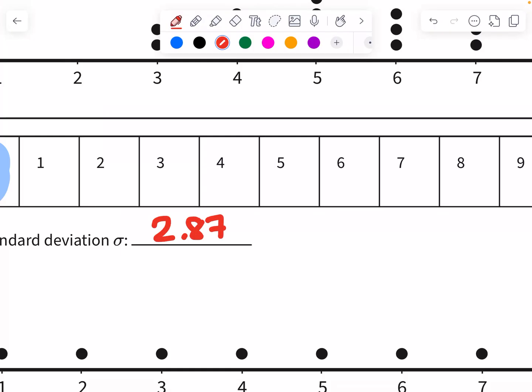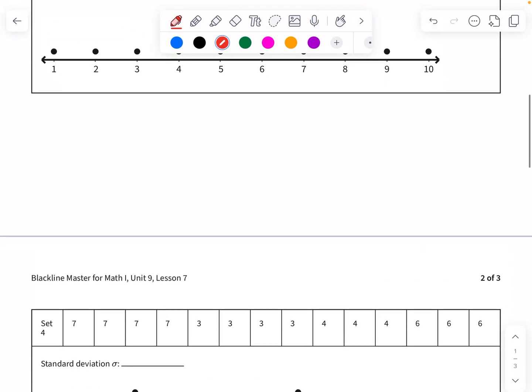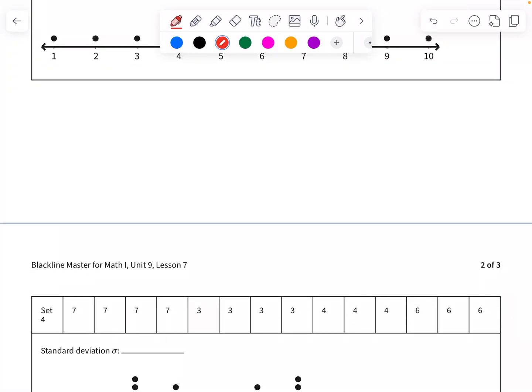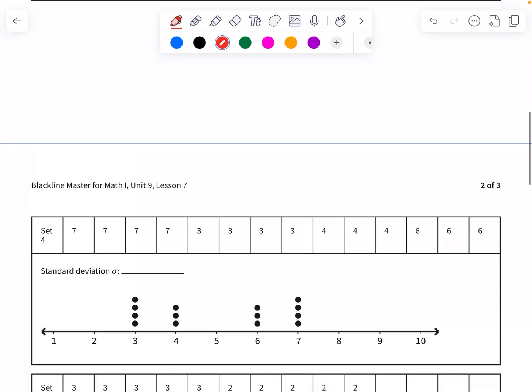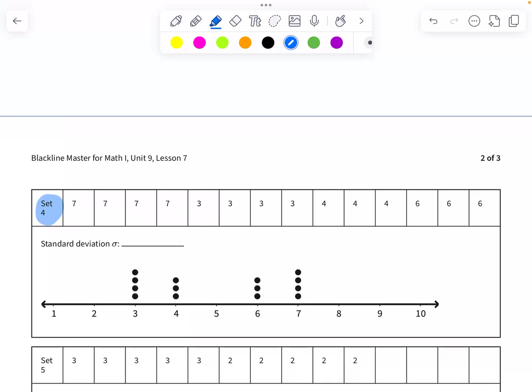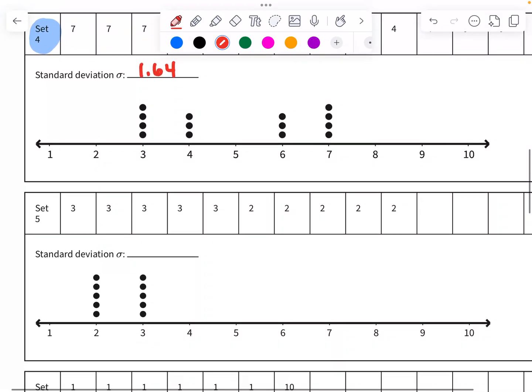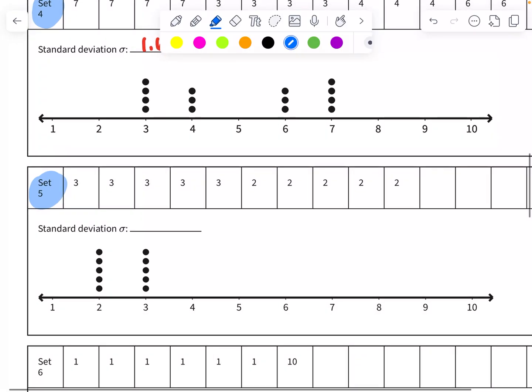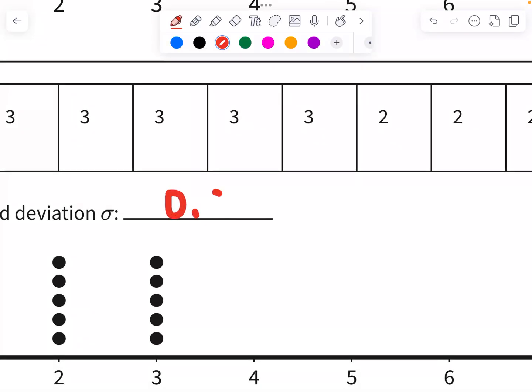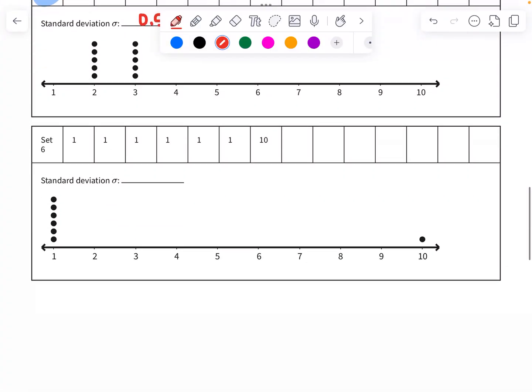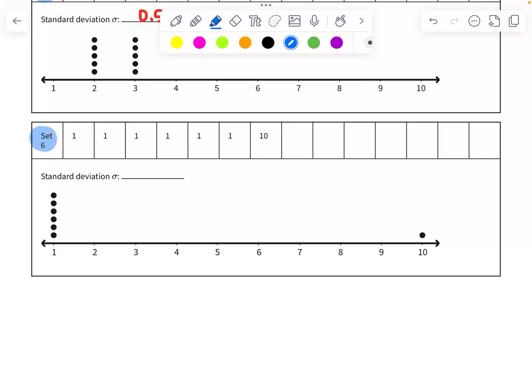Okay, and then you would just continue doing this for all the other strips. So you would do this for set 4, but I'm just going to jump ahead since I know the standard deviation for 4 is 1.64, since I've done this already. And then for set 5, I would also put the data into Desmos, and I would get the standard deviation of 0.5. Okay, and then for set 6, I would get a standard deviation of 3.15.